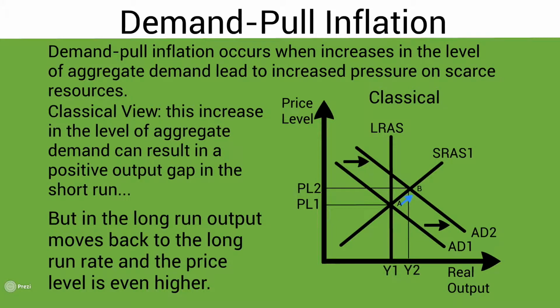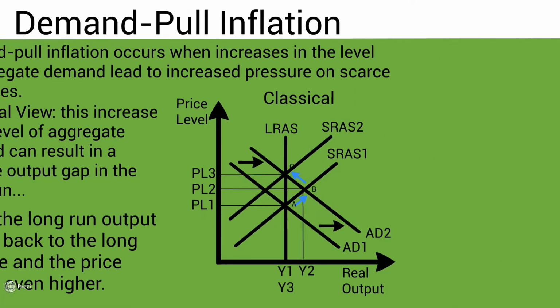However, in the long run, factors of production will require higher factor payments, and this causes the SRAS curve to shift upwards from SRAS1 to SRAS2. This leads to a new long-run equilibrium, which is at point C, where the price level is PL3, which is higher than both PL1 and PL2, and output is the same as it was in the initial scenario, which is Y3, which is the same as Y1.